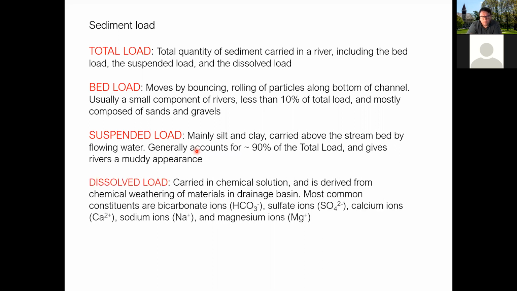And then the last component, not trivial in terms of the biodiversity and biological processes, things like primary productivity that we talked about in the last class, is the dissolved load. So these are things that are dissolved in the chemical solution. These are derived from chemical weathering of rocks. So these can be things like acids reacting with carbonate rocks, putting things like bicarbonate ions or calcium into the surface waters. Another thing here is silicate minerals.